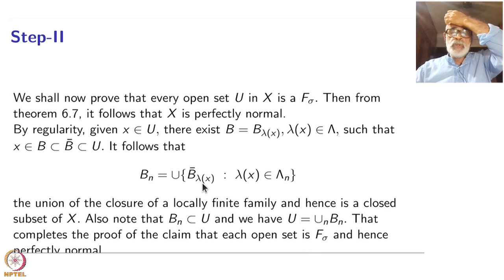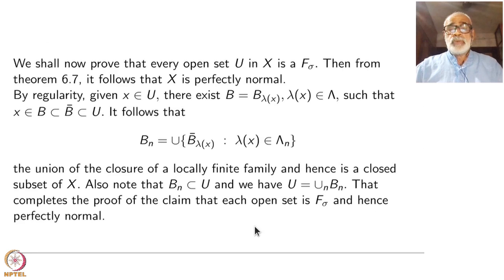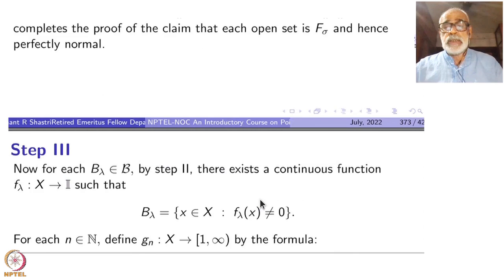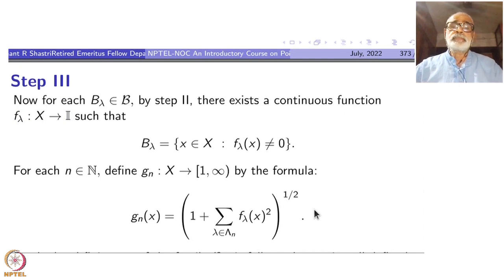Therefore, we have U itself is the union of all these B_n's. For each point there is something; when you take the whole of them, it has to cover U itself. So what we have shown is U is a countable union of closed subsets. So that completes the proof that every open subset is F sigma. Third step is: take each B_λ inside this base.